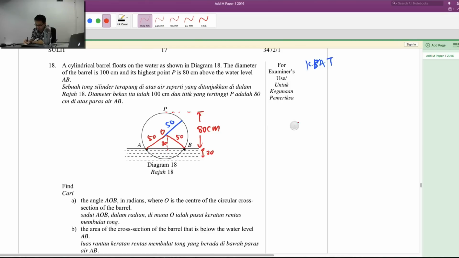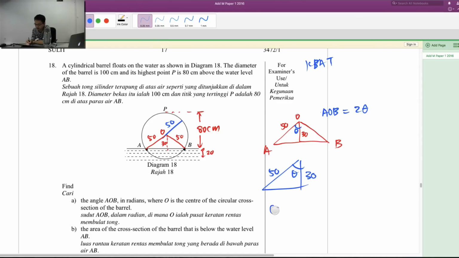Okay, so I will try to draw out the OAB here. This is 50. If this length is 30, I can basically use trigo to find one of the angles, and then I will multiply by 2, because AOB actually equals 2 angles, isn't it? So I will find one of them first. You can see the big triangle here. This is 50, this is 30. Adjacent and hypotenuse, I will use cos. Cos delta equals 30 over 50. And then I find the delta.